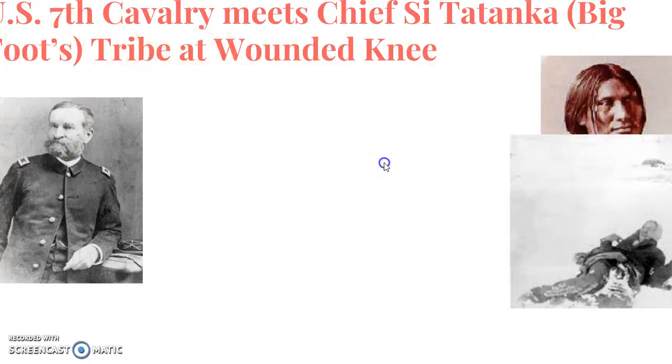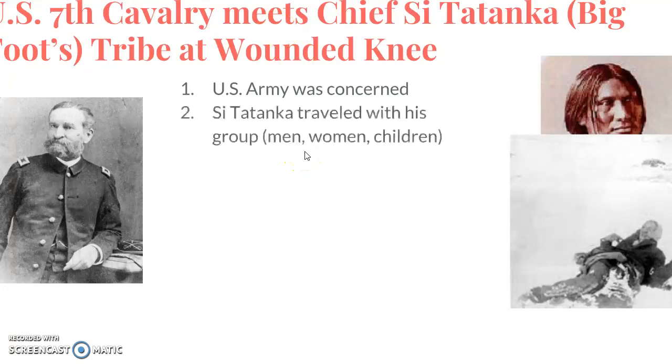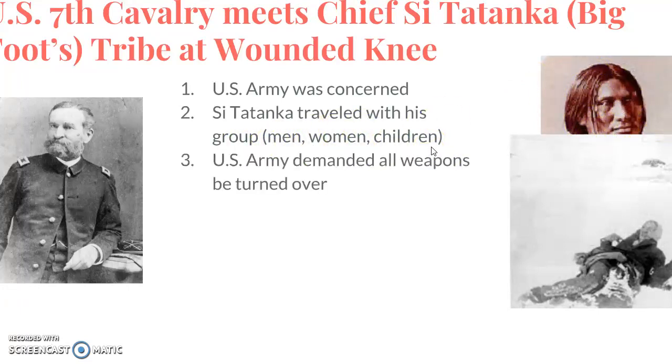And they meet at this place near a creek called Wounded Knee. And so we talk about why the U.S. Army was concerned. Sitanka had traveled, here's his picture, with a group of men, women, and children, right? His group that he was in charge of. The U.S. Army was so scared by this group, roughly 300, again, not all warriors. It wasn't what they would call a war band or a war group. They weren't going out looking to fight. They were traveling with their whole community.